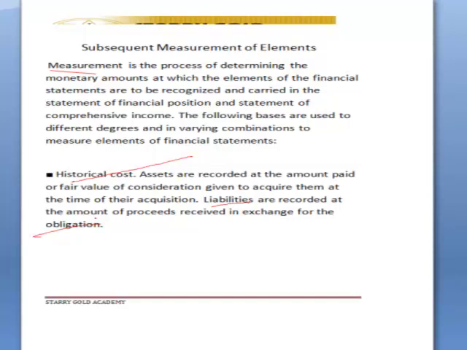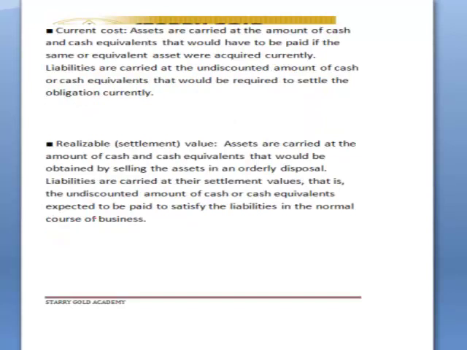We can also use the current cost for subsequent measurement of assets, liabilities, expenses, and income. Under current cost, assets are carried at the amount of cash and cash equivalent that would have to be paid if the same or equivalent asset were acquired currently. Whereas liabilities are carried at the undiscounted amount of cash or cash equivalent that will be required to settle the obligation currently or presently.